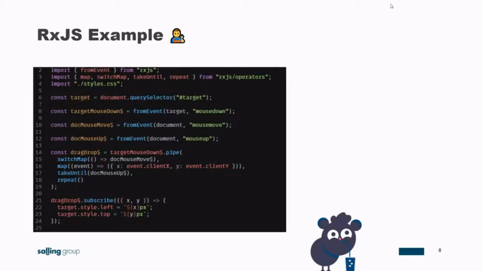But observables don't actually do anything until we subscribe to them, which is really performant because no code will be executed as long as no one is subscribed to them. But of course, we want some cool stuff to happen, so we subscribe to our observable here, and we give it a function, which is what will be executed whenever there is a new emission in this observable. And what I do here, I unpack the X and Y value that we get from the event, and then we update some inline styling on the target, the same target that we are listening to mouse down events on.